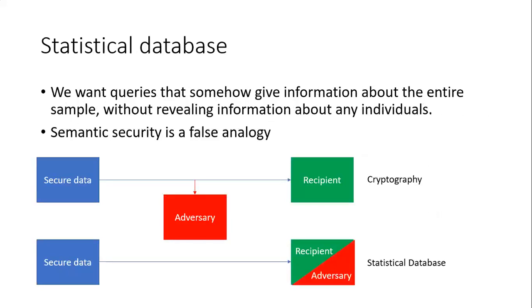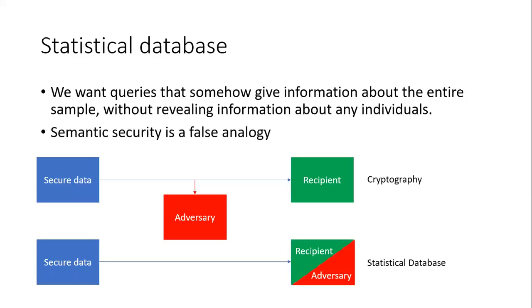What Professor Dwork talks about is that the analogy with semantic security is a false analogy. In a cryptographic setting, you have your secured data at the top, and it's being transmitted, encrypted, to a recipient that has a key. If an adversary eavesdrops on that message, they're not supposed to be able to learn anything about the plain text from the cipher text, since they don't have the key, whereas the recipient will get the plain text, because they have the key.